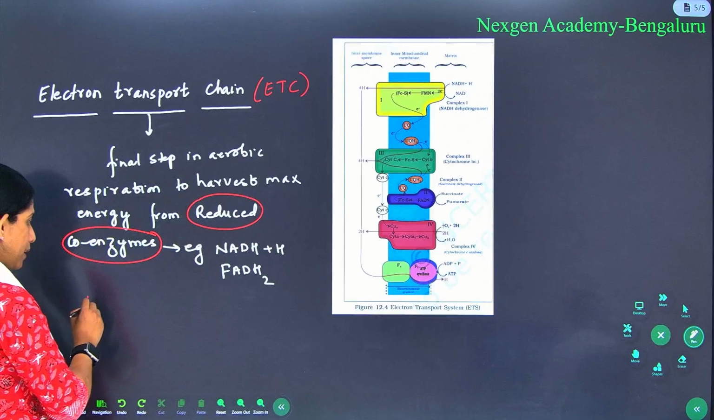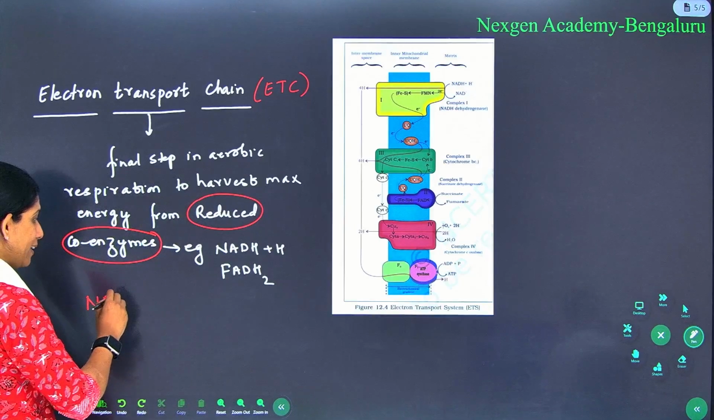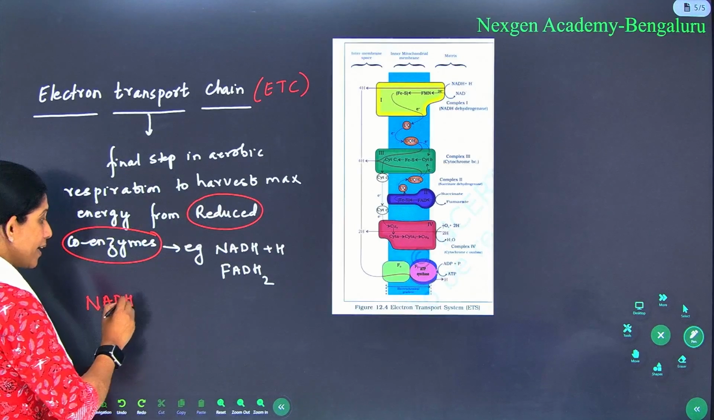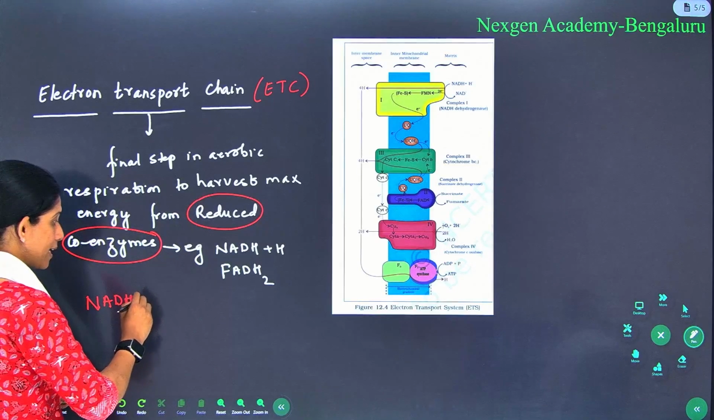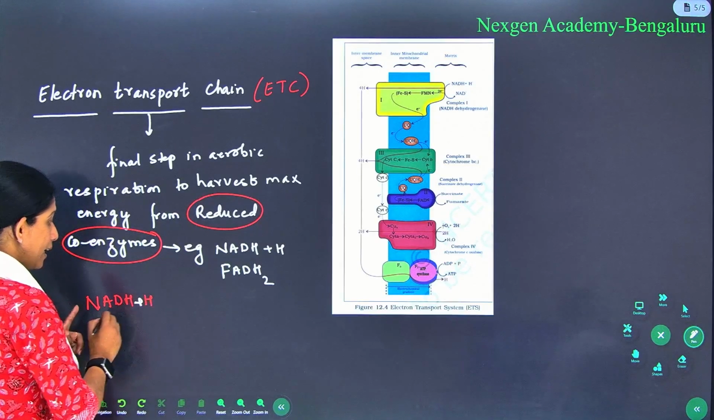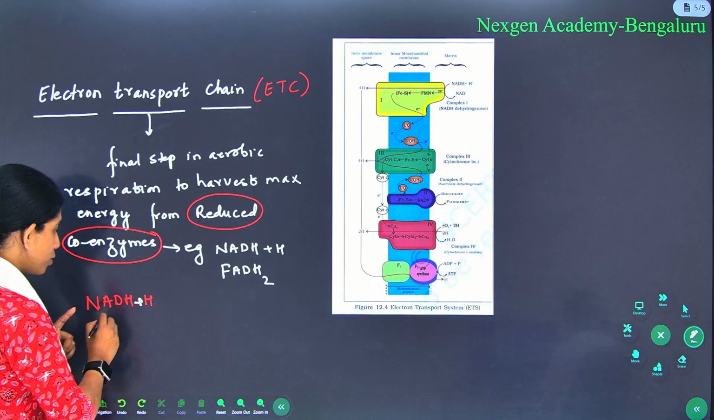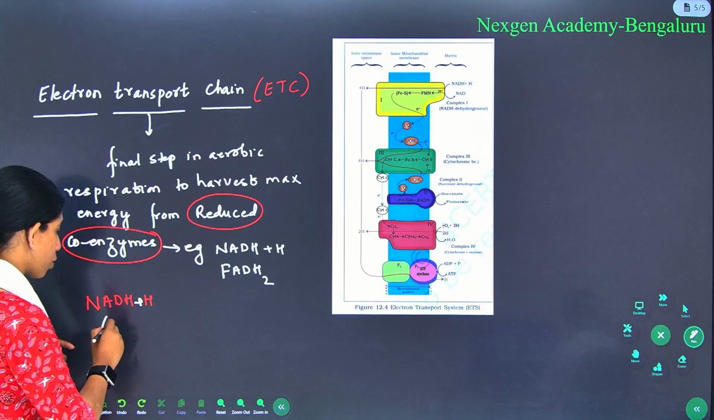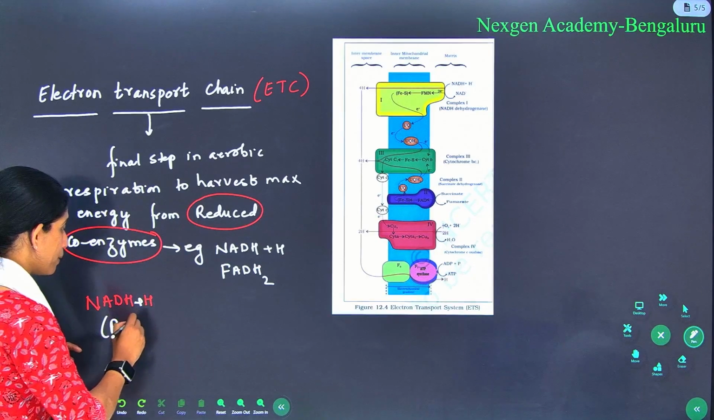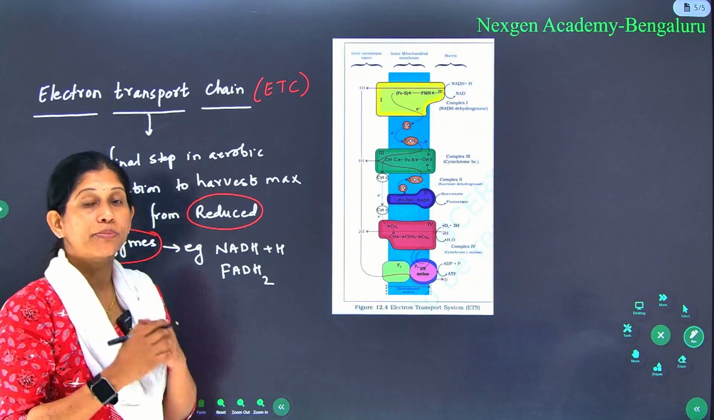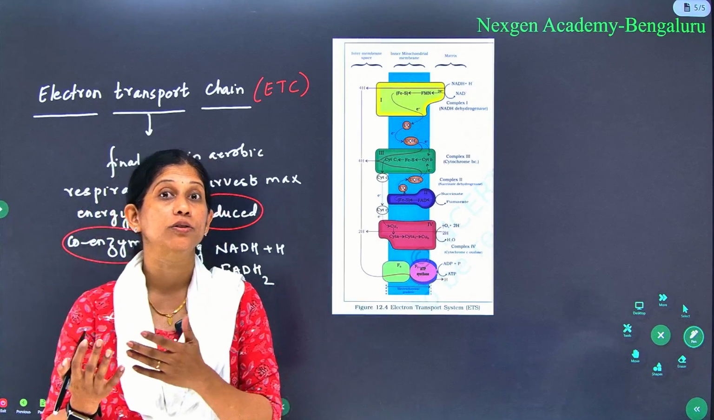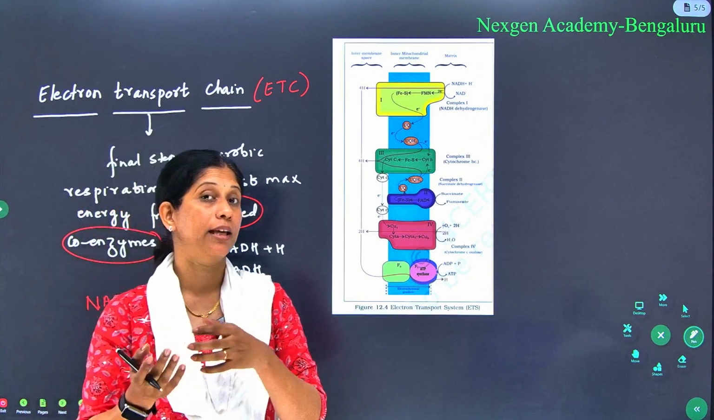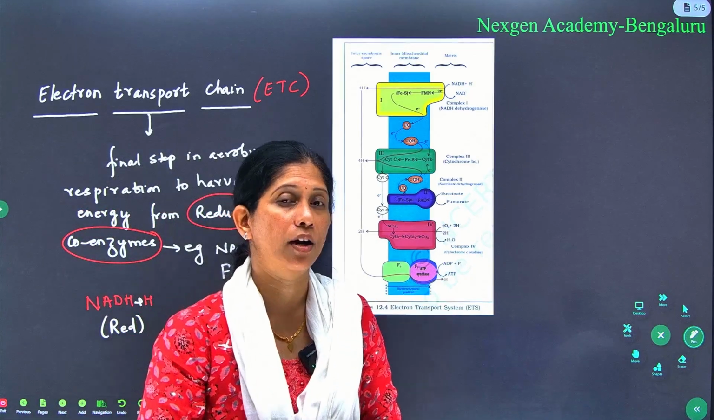For example, if I talk about NADH, or NADH plus H, right? Here it is having this hydrogen, right? So this is which form of this coenzyme? If you remember, NAD, FAD, these are also called coenzymes. We have already studied this in the chapter called biomolecules.